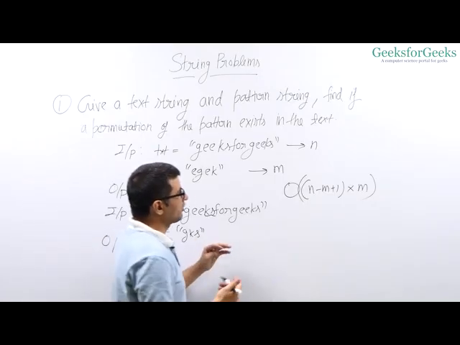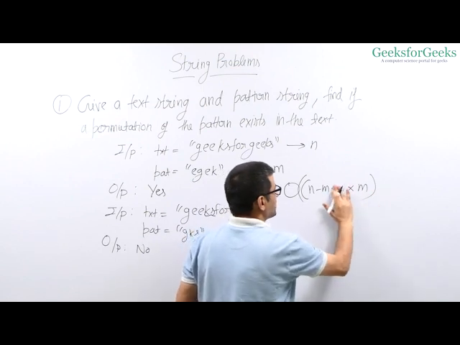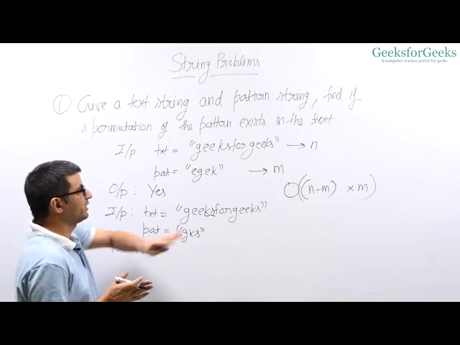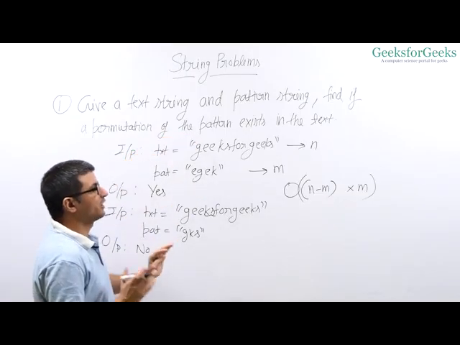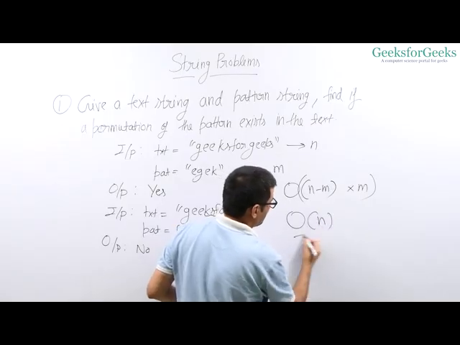So I have overall time complexity as n minus m into m. So I can remove ones and twos, they do not matter. So this is the overall time complexity, worst case time complexity of this algorithm. Can you solve this problem in linear time, in big O of n time?